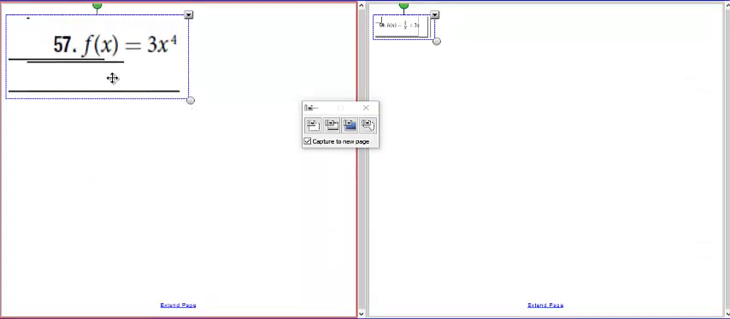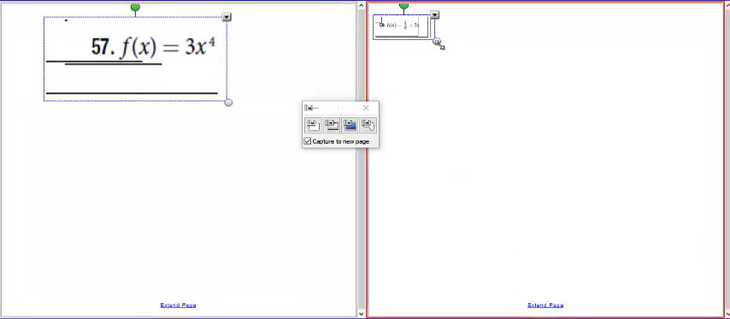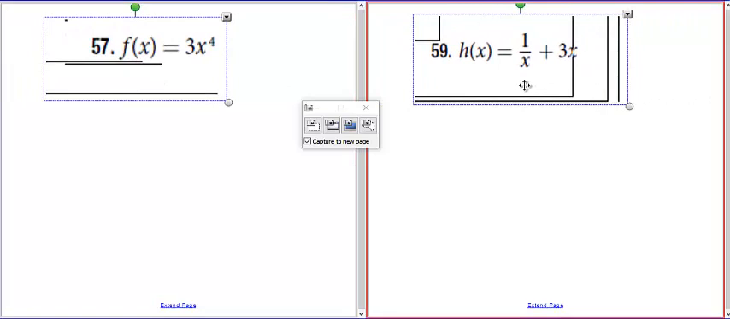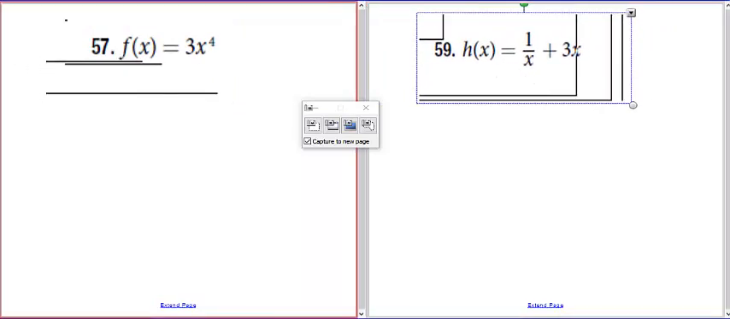Not sure why they got all those extra lines in there. It's weird. Oh well, you know what I'm talking about here.